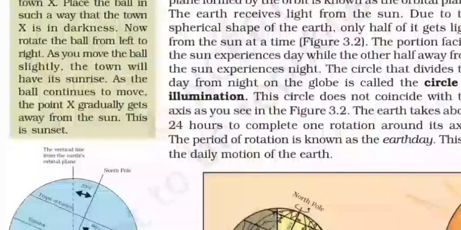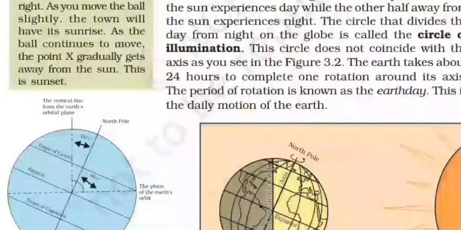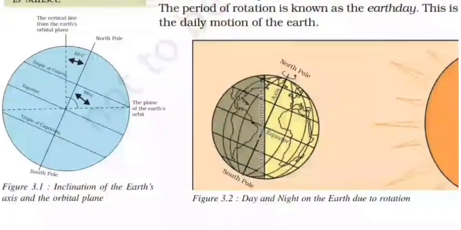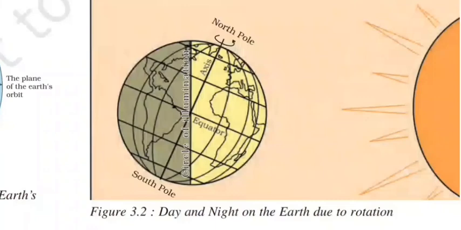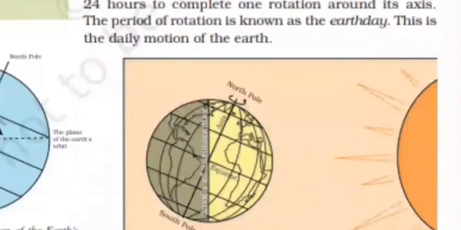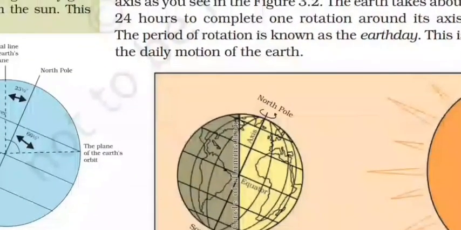The circle that divides the day from the night on the globe is called the circle of illumination. You can see in the figure clearly the line which divides the earth on the basis of light. Half of the earth is experiencing light but the other region is not, and the line at which this separation is visible is called the circle of illumination. The circle does not coincide with the axis, as you see in figure 3.2.